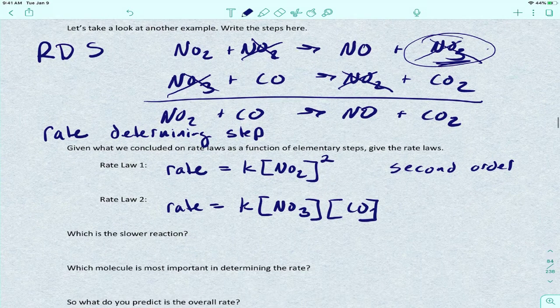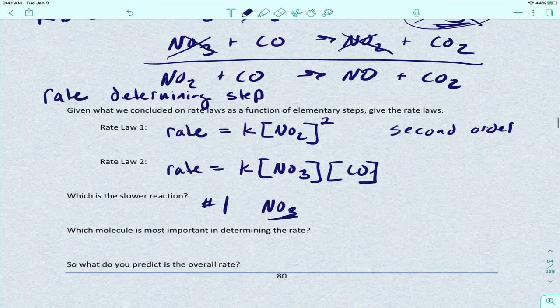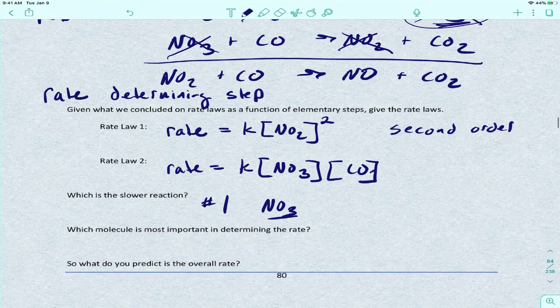All right, so which reaction is the slower one? Well, we talked about this, number 1, because it's hinging on making NO3. And because we're trying to make that intermediate, step 1's got to be the slower step. So which molecule is most important for determining the rate? It's going to be NO3. That's the one that's going to hold everything up.